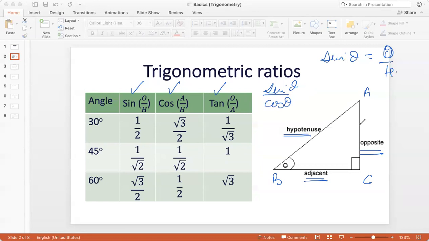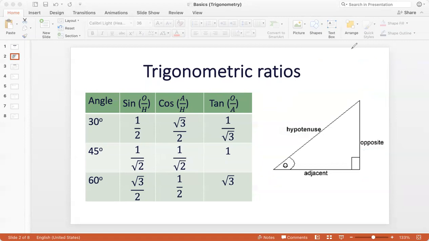Now, there are two special right triangles that we are particularly interested in. The 30, 60, 90 triangle, where the side opposite 30 is 1, the side opposite 60 is √3, and the hypotenuse is 2. So any 30, 60, 90 triangle will have the sides in the ratio 1, √3, and 2.